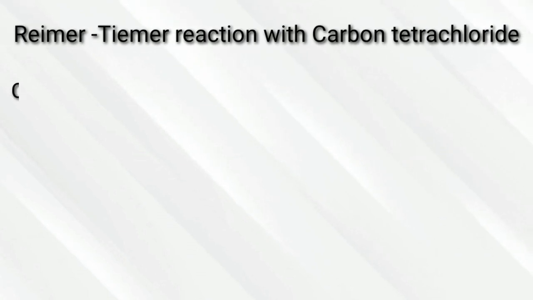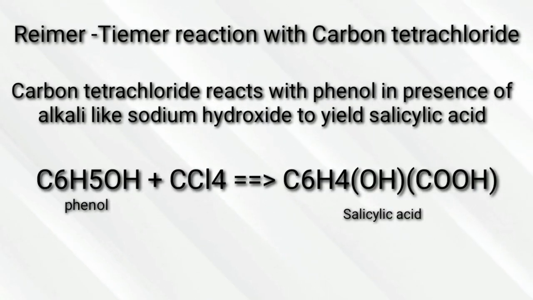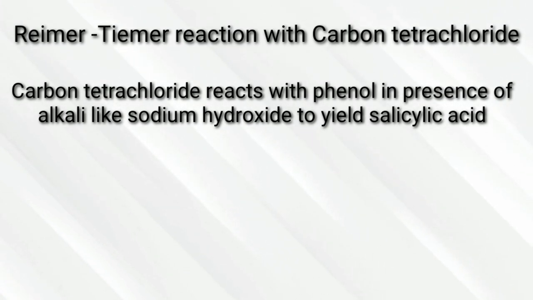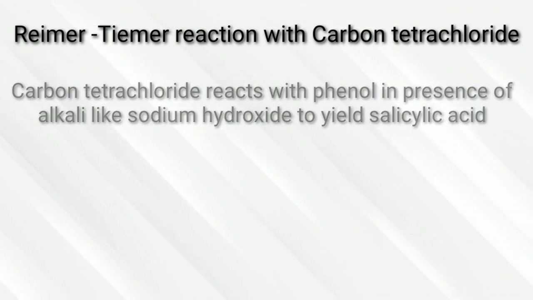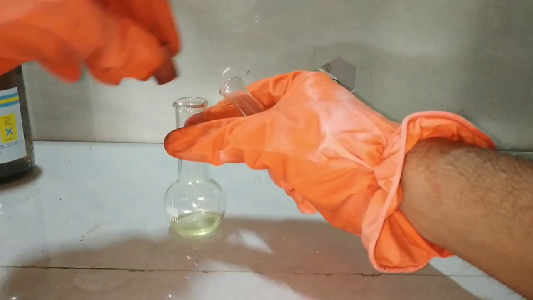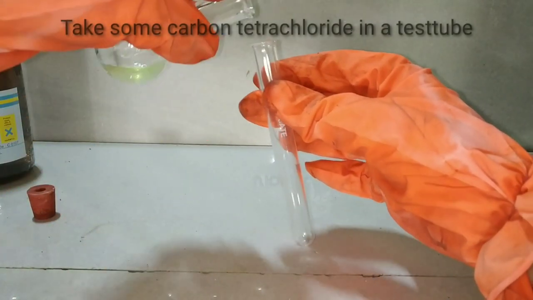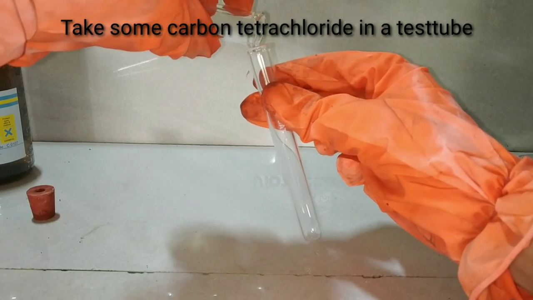Now, with this carbon tetrachloride formed, we will be trying a reaction. This reaction is known as the Reimer-Tiemann reaction. With carbon tetrachloride, we do that by reacting it with phenol in the presence of an alkali like sodium hydroxide. This reaction will give us salicylic acid.